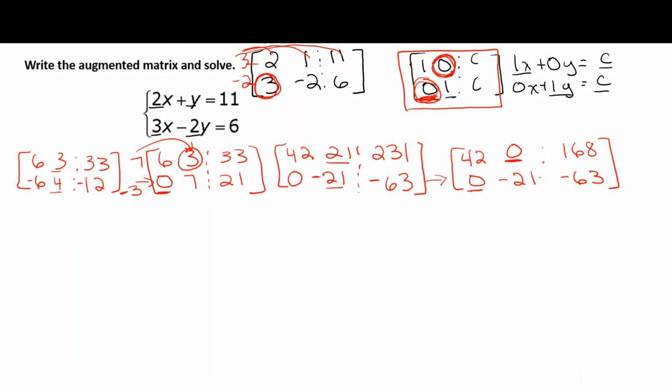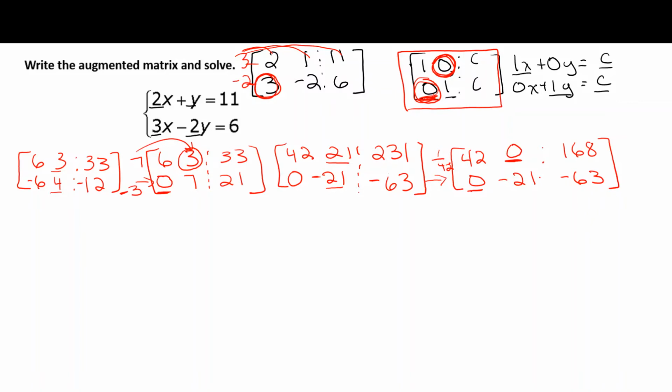All right, so now what I need to do is I want this number, this 42, to be a 1. So what could I do to this row to get that 42 to be a 1? Well, I could divide, or I could multiply by the inverse, 1 over 42. Just divide everything by 42, and let's see what happens.